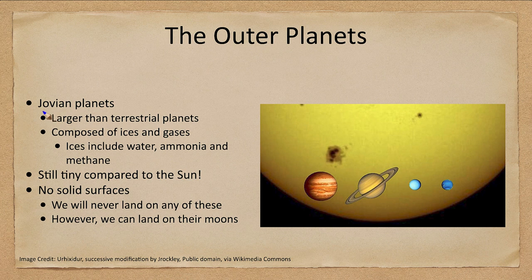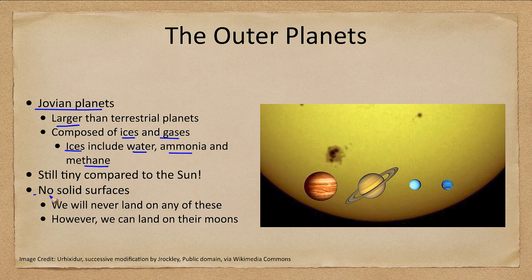What do we know about the Jovian planets? Well, we know that they're larger. We know that they're composed of ice and gas primarily, and those ices include things like water, ammonia, and methane. So it does not mean just water ice. And while they are much larger than the terrestrial planets, you could fit all of the terrestrial planets inside Neptune. Still, they are incredibly tiny, as you see here, relative to the sun.